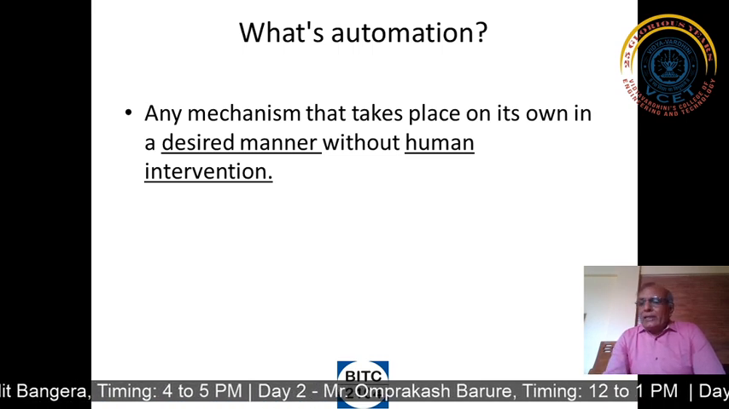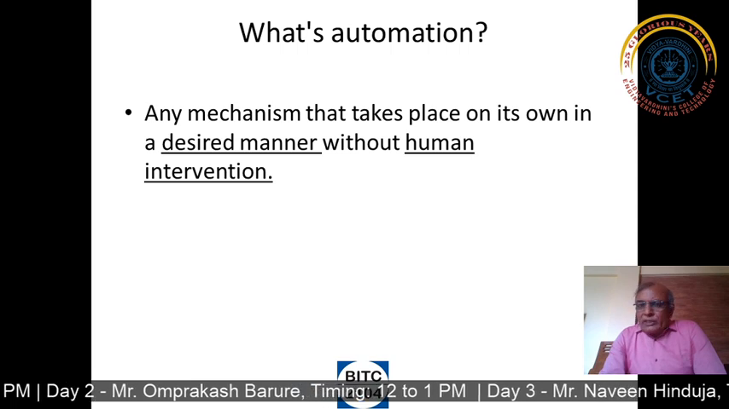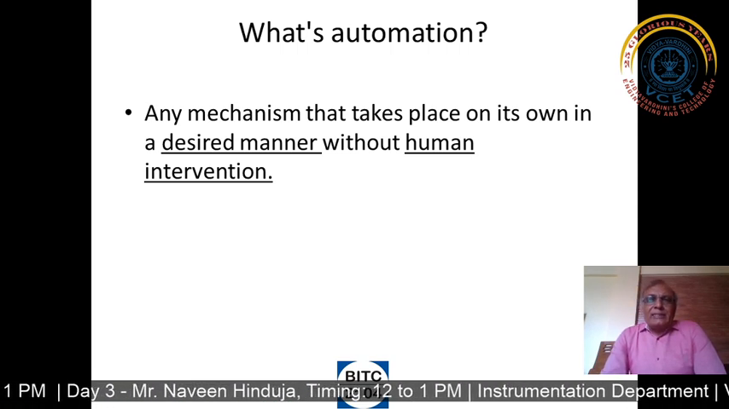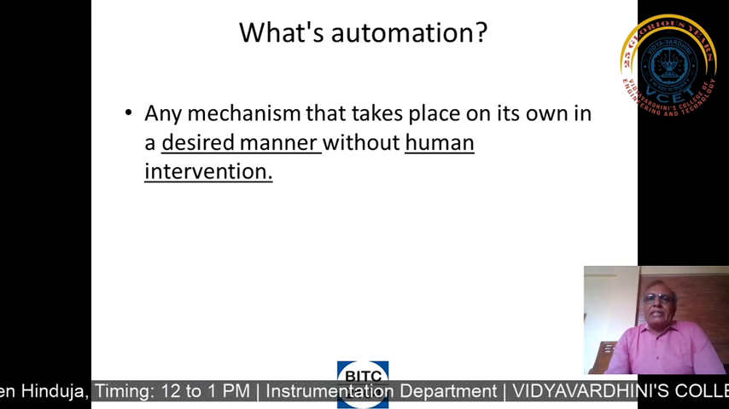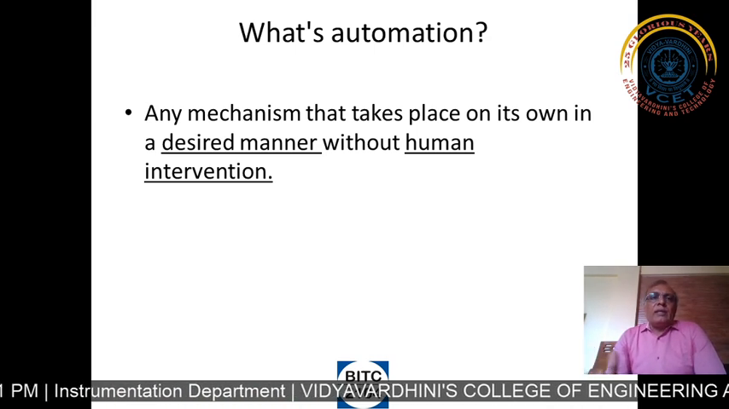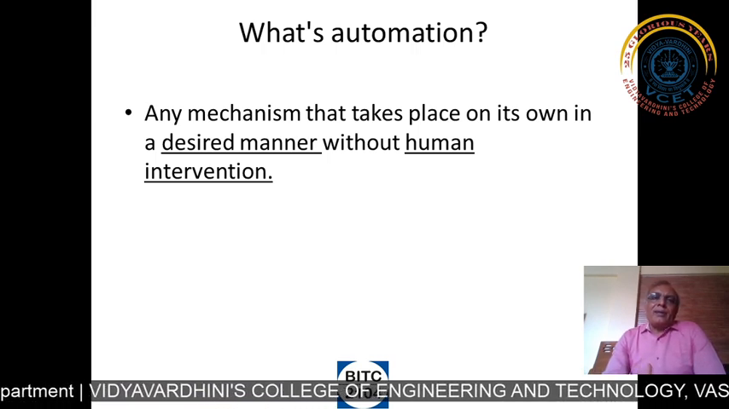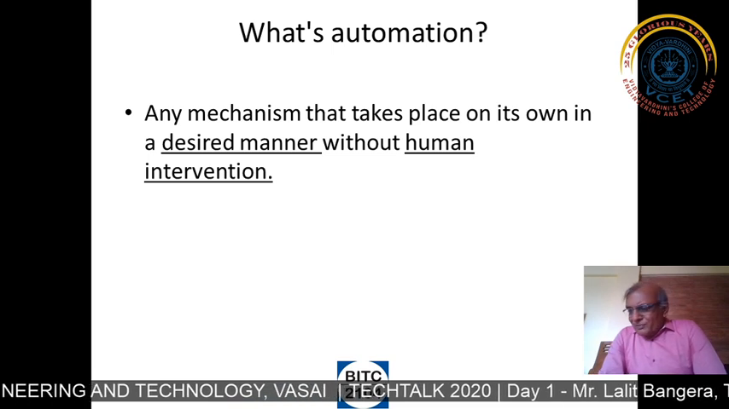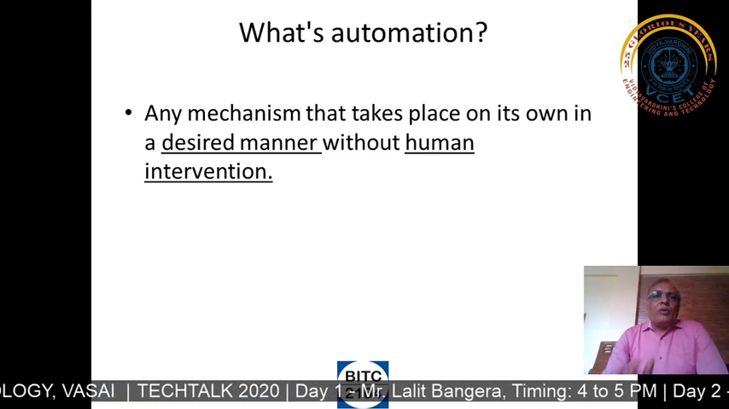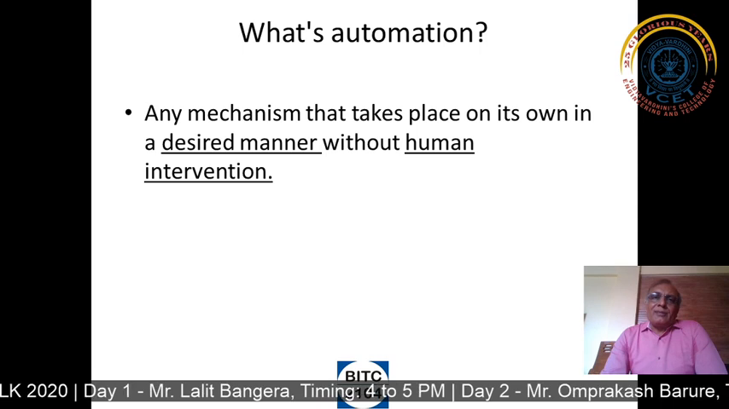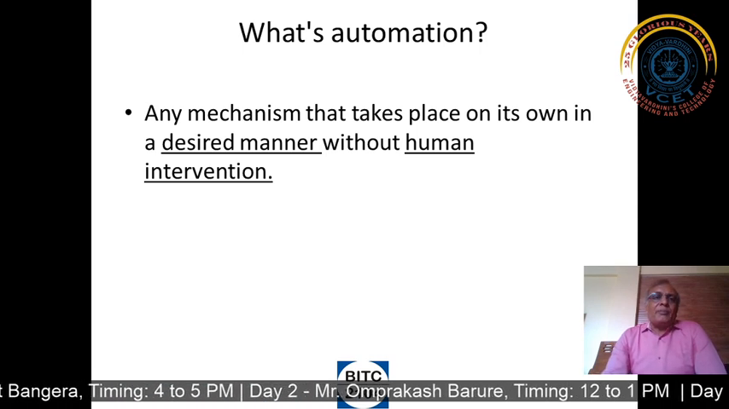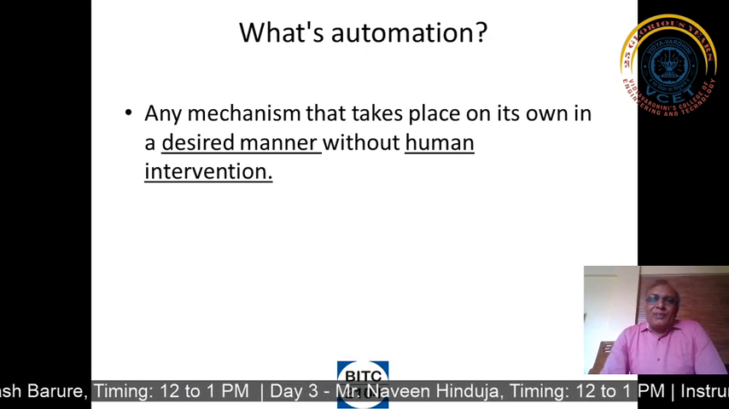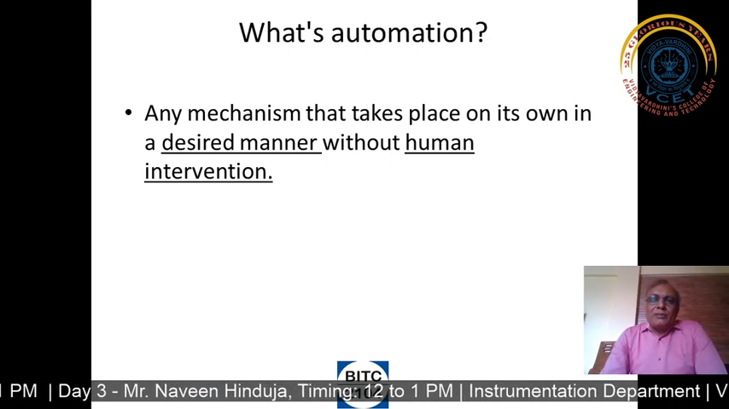This is seen and that is unseen. Electrons revolve around the nucleus. Isn't that a mechanism? Yes, it's a mechanism. So any mechanism that takes place on its own in a desired manner, most important thing, and without human intervention. I'm not using the word human efforts, human intervention, right? Nowadays, in this particular lockdown period, what's more important? No human touch. What does this mean? This is a new definition of automation, right?